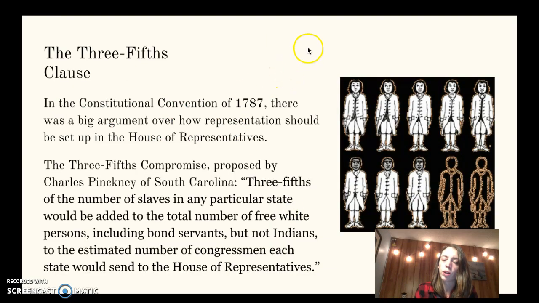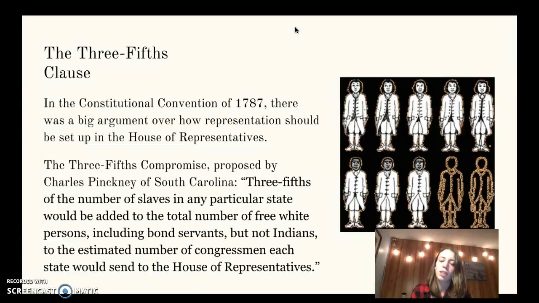So here's the Three-Fifths Clause. Now remember, anytime you need to pause the video, please do so you can get down some notes, okay? So the Three-Fifths Clause was put into the Constitution during the Constitutional Convention of 1787 because there was a fight over representation, right? And so Southern states wanted to have more representation in the House of Representatives. And how could they do that? They decided to go ahead and count their African American slaves as part of the general population, even though these people had no rights. They were not considered citizens or anything like that. They were considered property, right?